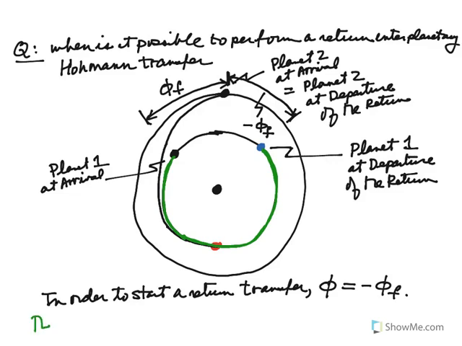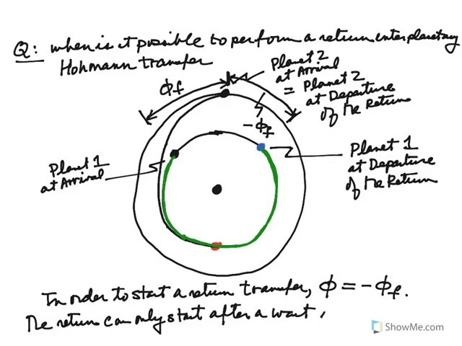So the return can only start after a waiting period, I want to call it a wait, after a wait time. Now, I'm going to call that wait time T sub W. Well, what is that wait time T sub W? Well, the way we're going to do it is this: we're going to say let phi prime be the phase angle during the return.